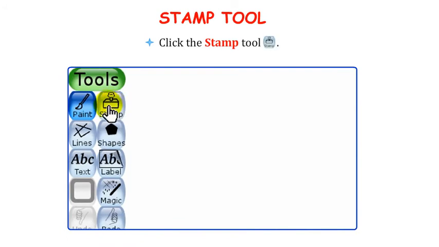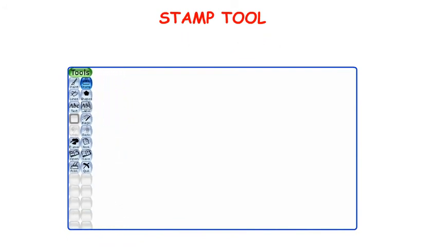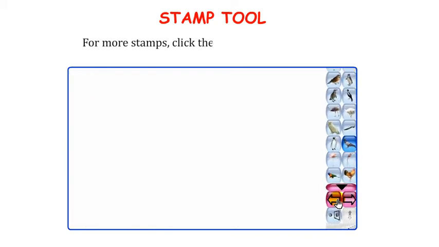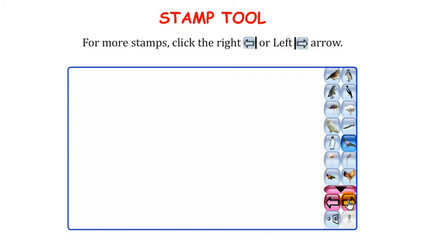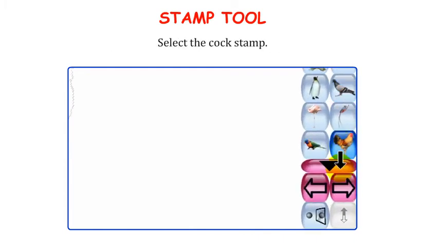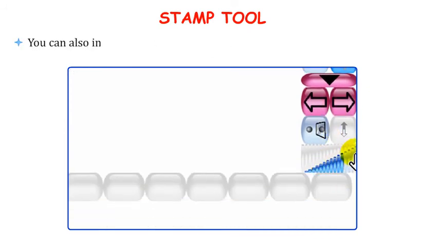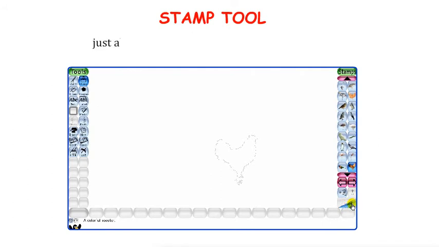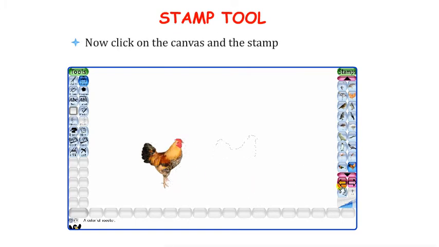Click the Stamp tool. Choose any one stamp from the SUB-TOOLBOX. For more stamps, click the right or left arrow. Select the cock stamp. You can also increase and decrease the size of the stamp using the slope bar just above the colors palette in the SUB-TOOLBOX. Now click on the canvas and the stamp will be pasted.